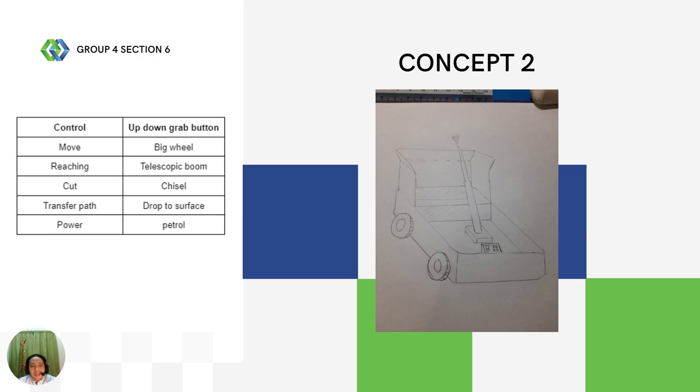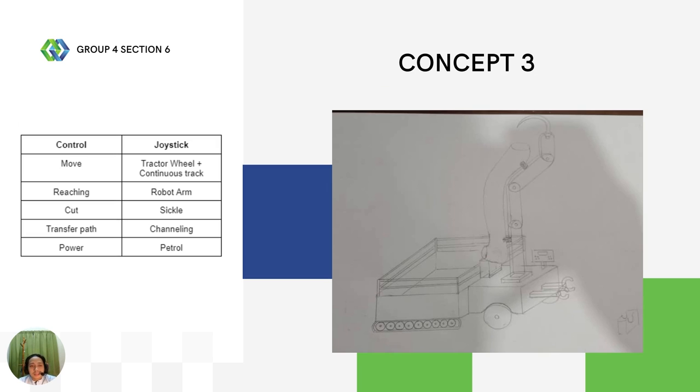Concept 2 uses an up-down grab button for control, a big wheel to move the mechanism, a telescopic boom for reaching the fruit, and a chisel for cutting. The transfer path is dropping to the surface into the storage. The power is also petrol. Concept 3 uses a joystick for control, and moves around using the tractor wheel plus the continuous track. The reaching mechanism is a robot arm, and the cutting uses a sickle. After cutting, the fruit goes down by channeling into the storage.